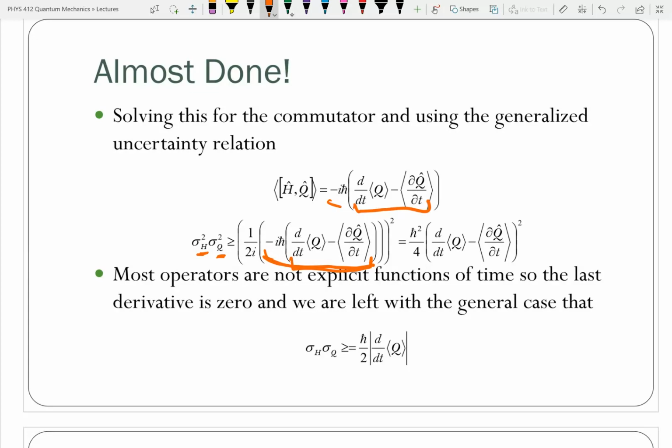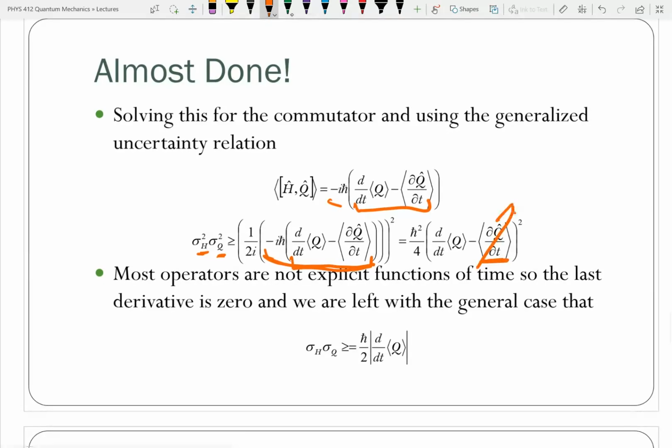That's the expectation value of the commutator between H and Q. And then all the rest of this was from our derivation of the uncertainty relation between H and Q. Because of this square, the i's cancel. H bar over 2 squared was H bar squared over 4. Then I square rooted to get back to H bar over 2. And this expectation value here we said is almost always 0.